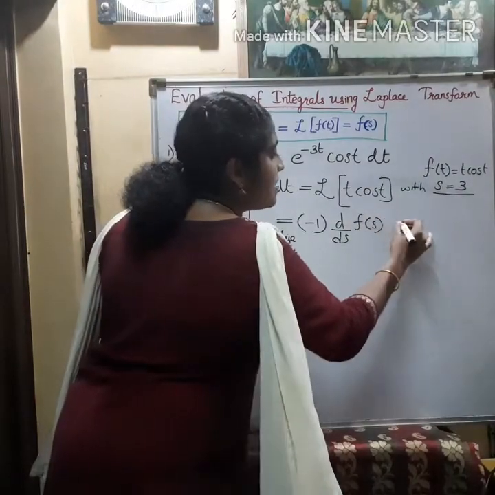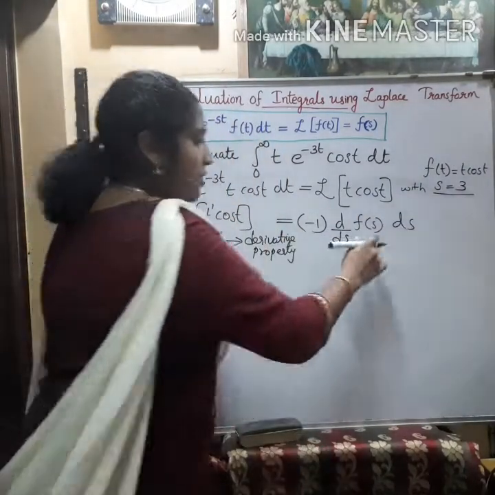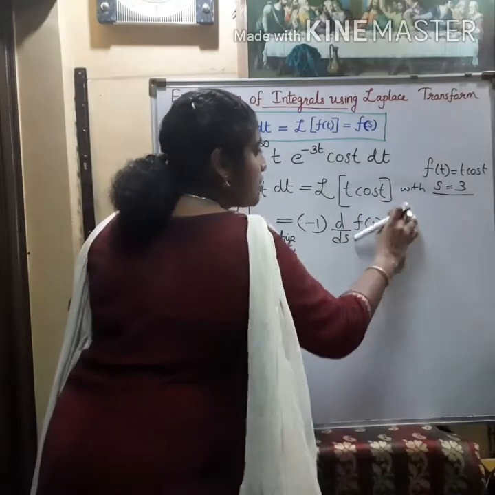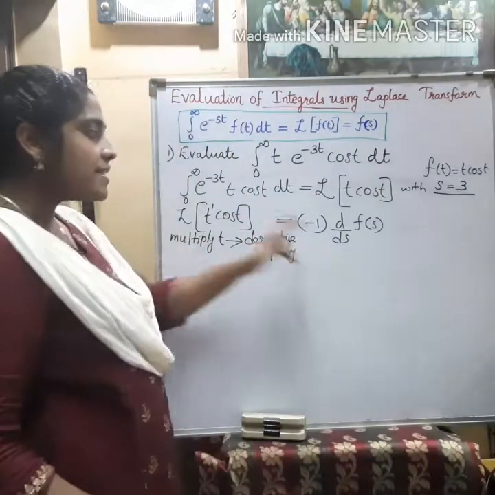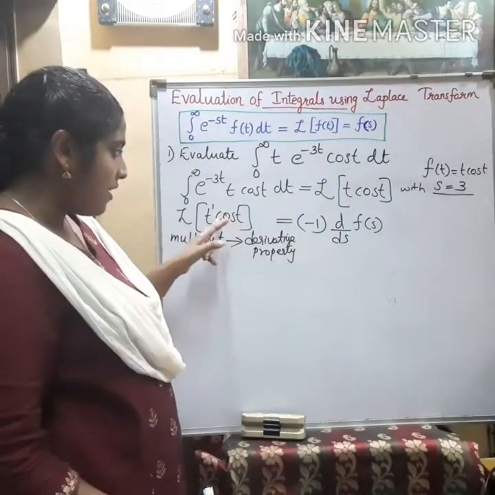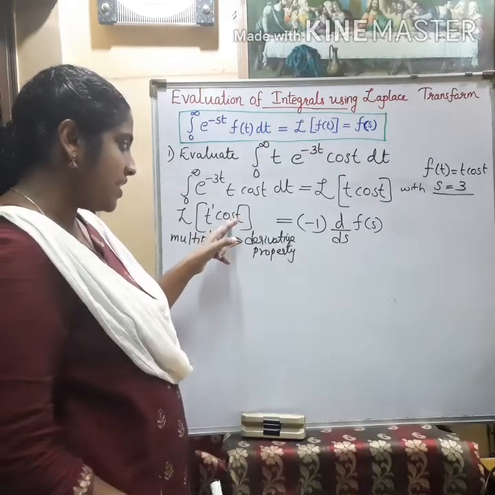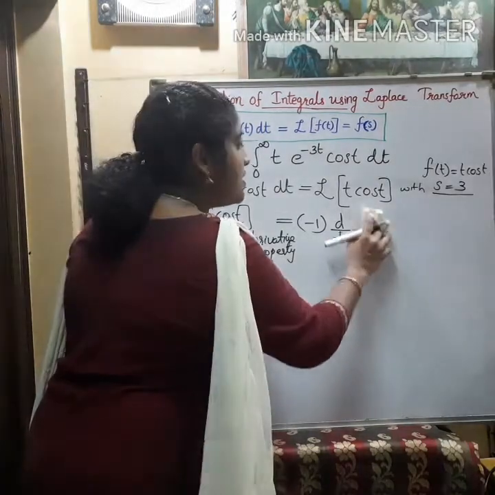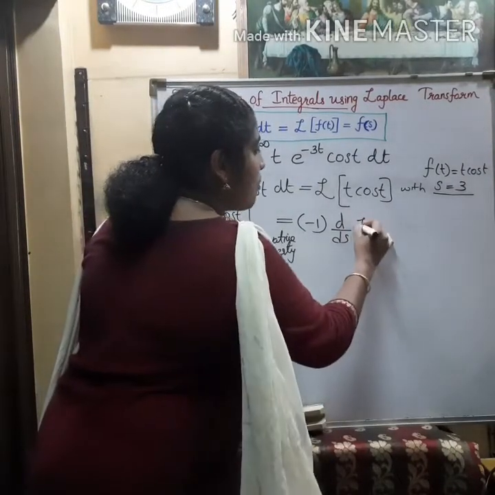Sorry, not ds. D by ds of f of s. Okay, what is f of s here? F of s is the Laplace transform of which function here? Which function with the t? What is the function here? Cos t. So this f of s is the Laplace transform of cos t.